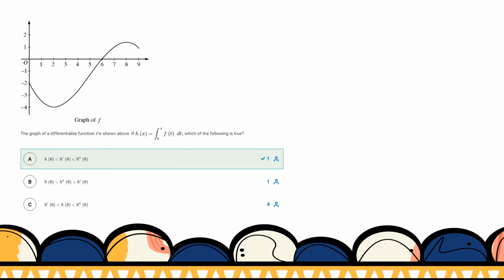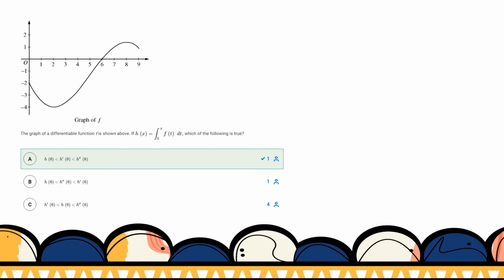Okay, this last question says, the graph of a differentiable function f is shown above. If h of x is the integral from 0 to x of f of t dt, which of the following is true? So this, like the questions before it, needs you to understand Part 1 of the Fundamental Theorem of Calculus and how to take the graph of a function and then get the derivative's graph and the antiderivative's graph.